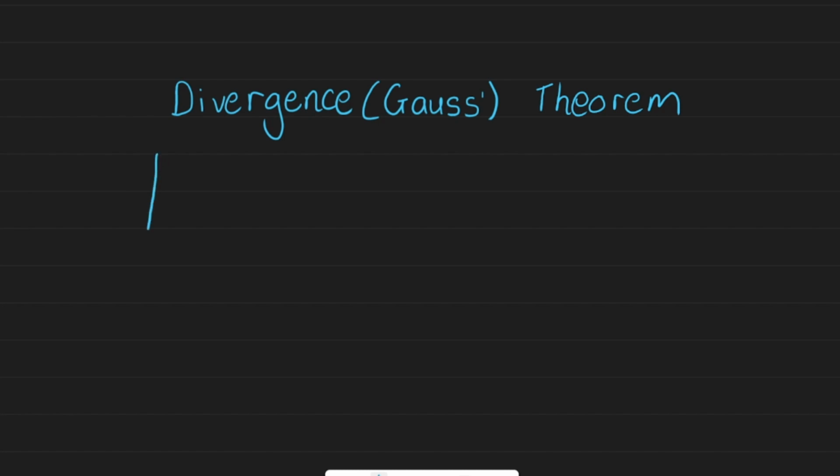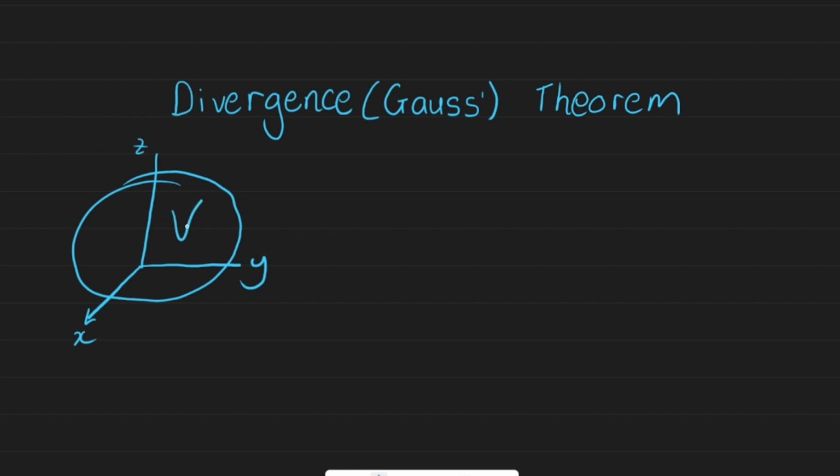So what is it to begin with? Let's just say we have some kind of surface. There's our x, y, and z coordinates. And we have some kind of region in space. So that region occupies a certain volume. Okay. So what does the divergence theorem say? The divergence theorem says that if we find the divergence of some kind of vector field, right?